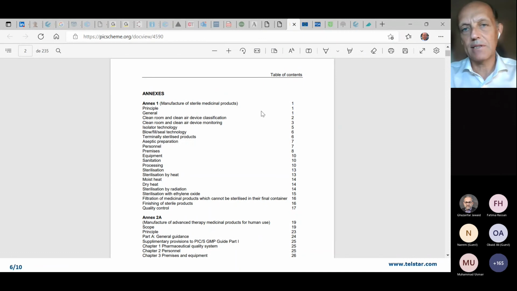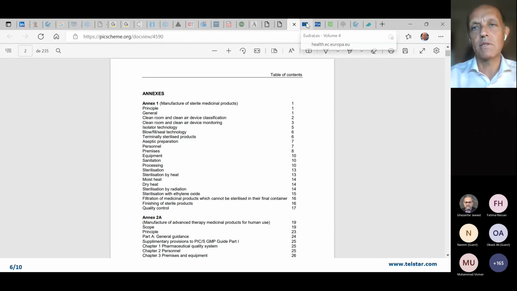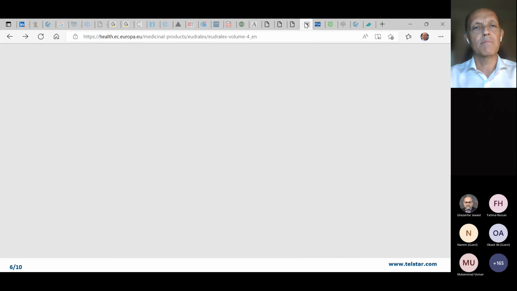I'm sure many of the attendants will be reminded of something by this Annex 1 on sterile production. Yes, this is very similar. I would say it is the same that you will find in the European regulation. Let me go now to the European regulation for a second.